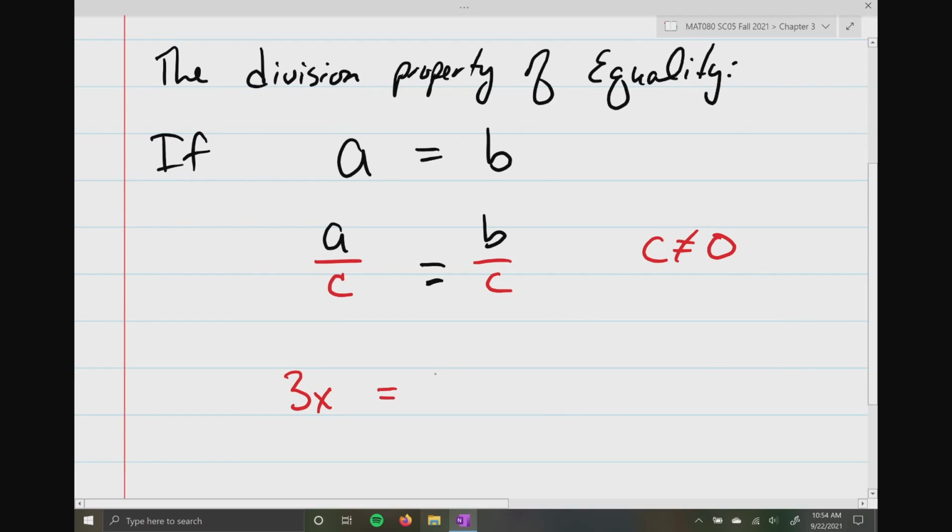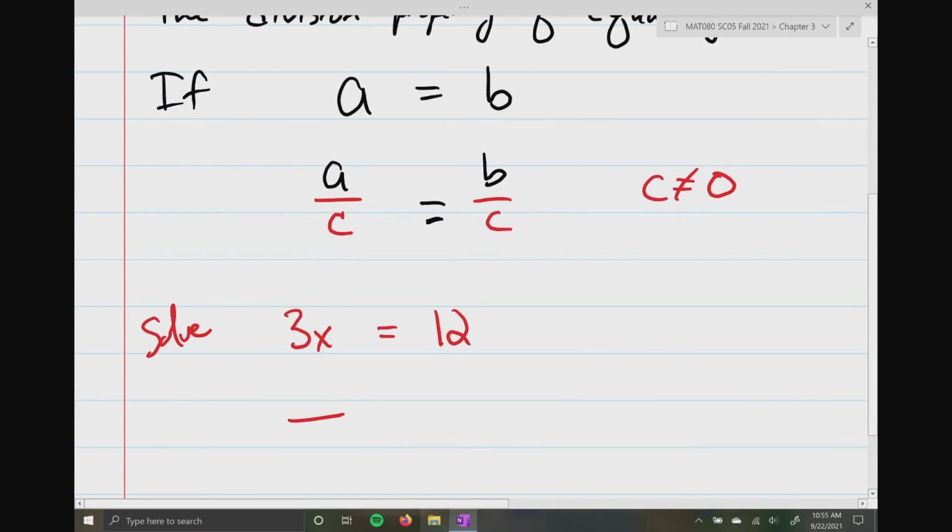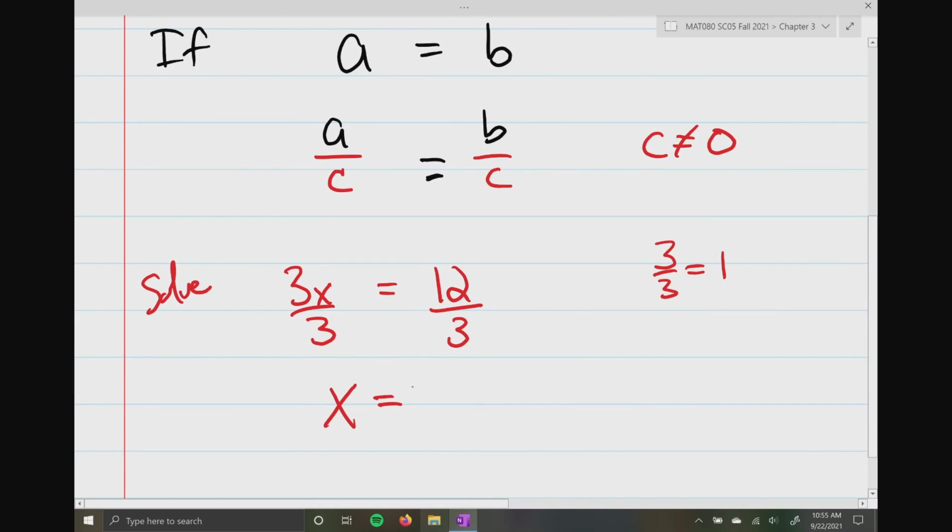So, if I give you the problem, 3 times x equals 12, and I ask you to solve, well, you are going to do the opposite of multiplication. 3 times x, the opposite would be division. Now, on the left-hand side, 3 over 3, well, that equals 1. It's like having 3 slices of a pizza, and they're all still there. So, on the left-hand side, you get x. And on the right-hand side, 12 divided by 3 is exactly what Connor said. 4.